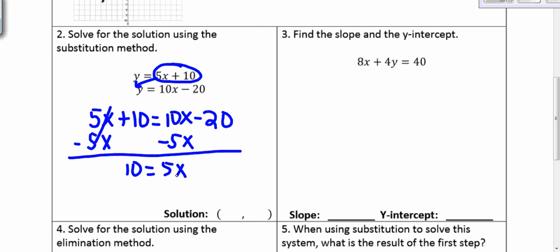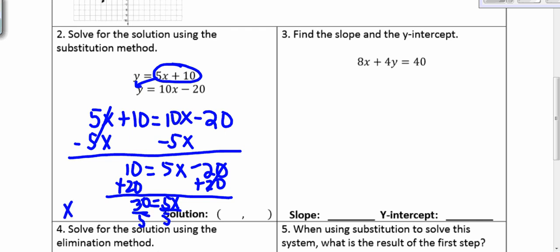10x minus 5x is 5x, minus 20. Then remember, you have to solve and get the x alone. Now that the x's are on one side, this cancels and you have 5x equals 30. Then you divide by 5, and x equals 6.